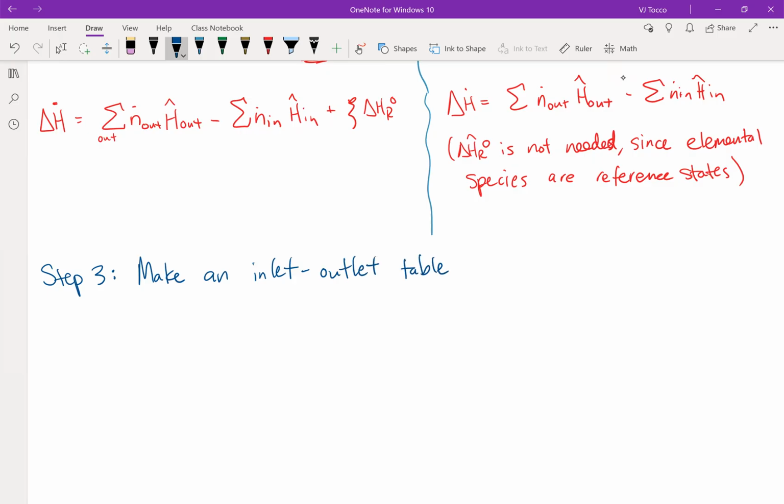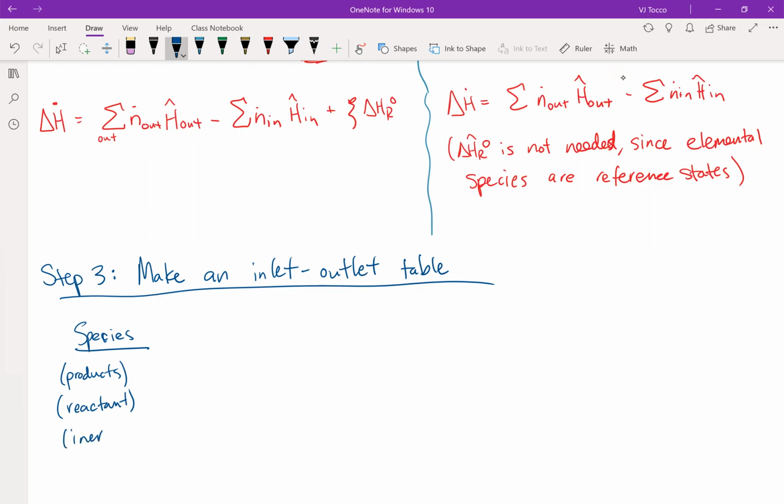And a good table should have the following elements. You should have your species, obviously, and you should list all species in the process, whether or not it's a product, a reactant, or just an inert molecule. So products, reactants, and inerts alike all need to be in this table.